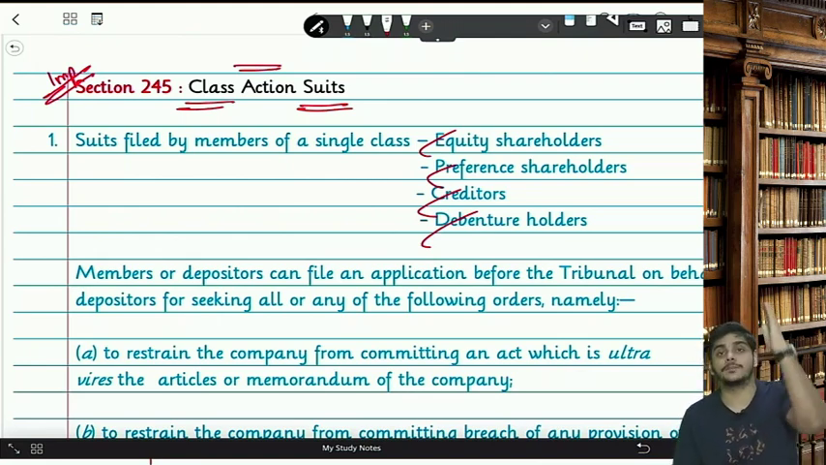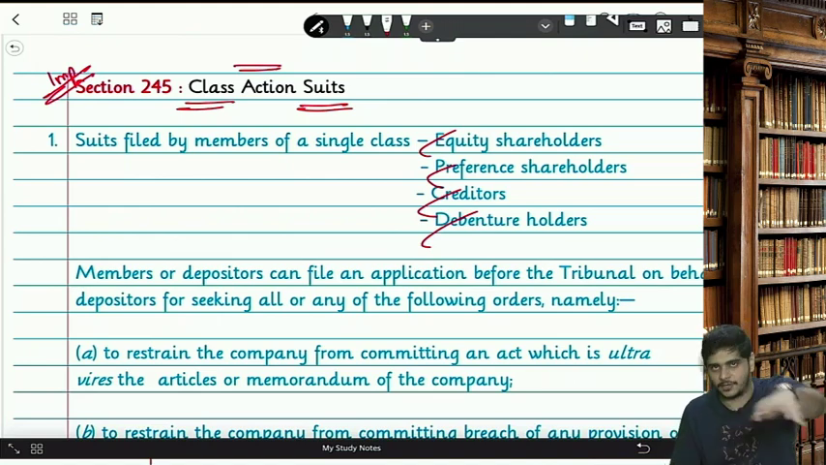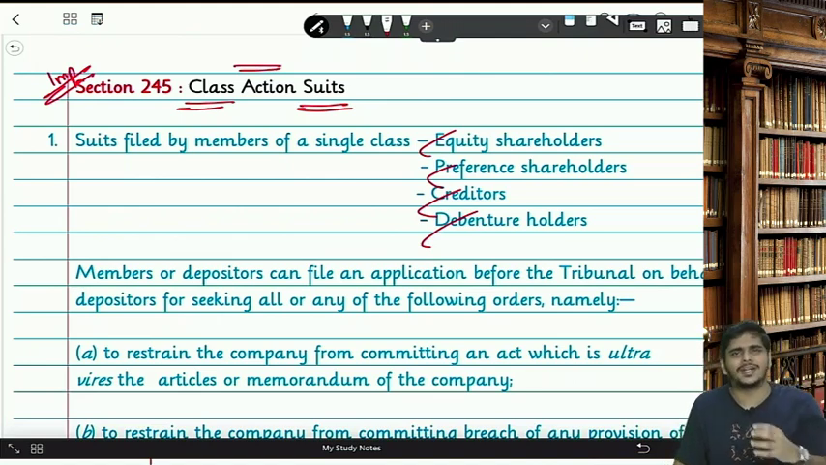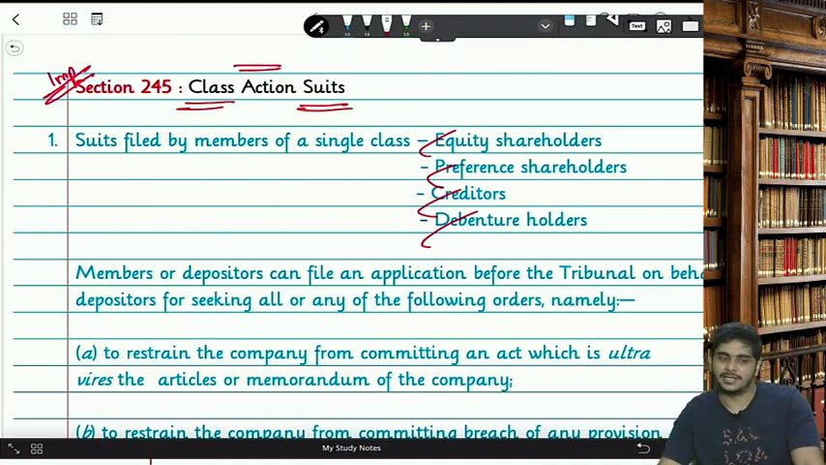Now let us assume there are 10,000 people who are filing the suit. All the people will not hold hands and come to the court saying, we all are applicants. No, they can choose one lead applicant. However, if there is no consensus between the applicants, someone says Ram would be the lead applicant, the other says Sham would be the lead applicant, so there's a fight, then the tribunal will decide who will be the lead applicant.